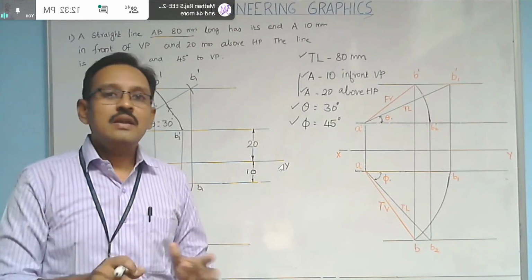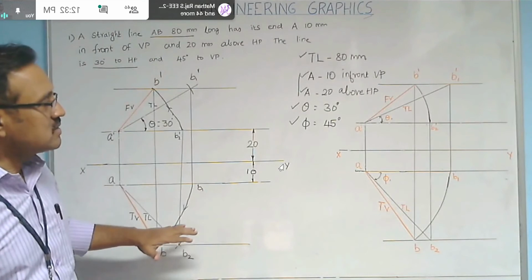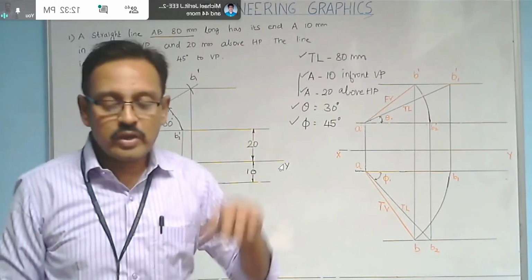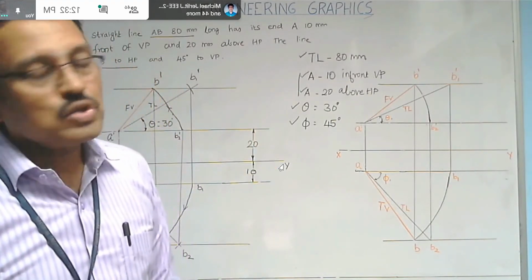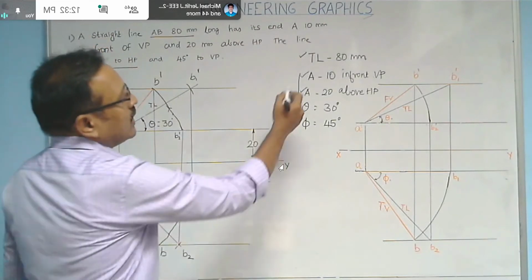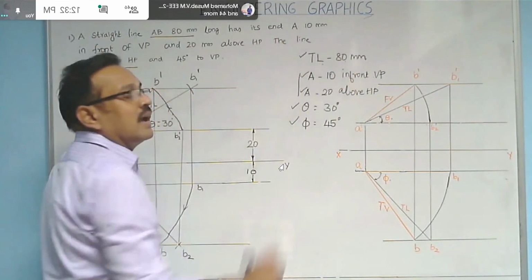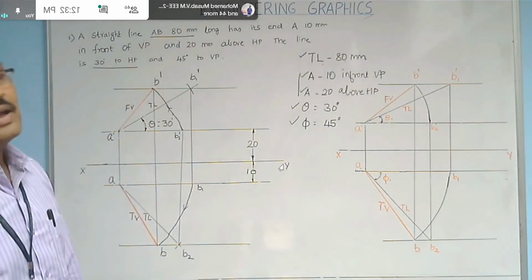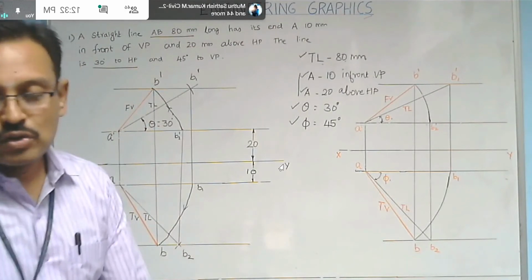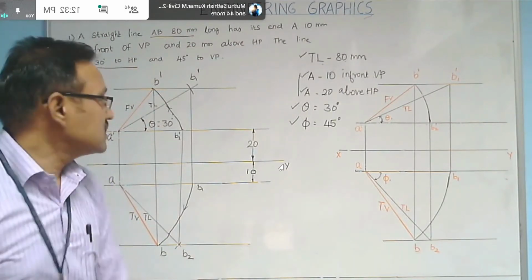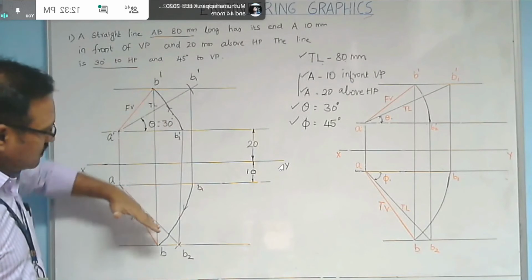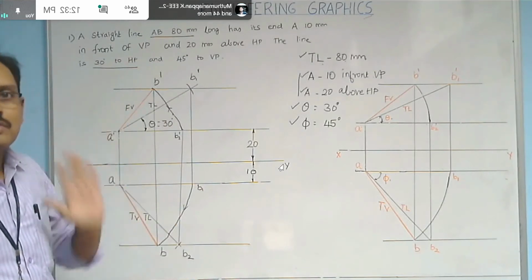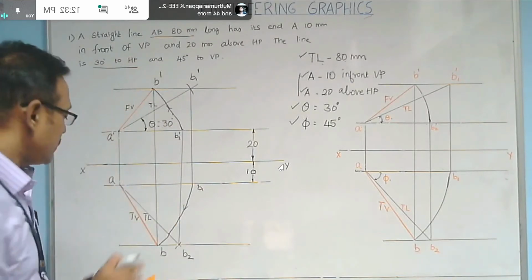Okay, then after constructing this you can mark the given data. So what are the data given? True length of the line is 80 mm. So how to mark the true length? The true length is available here as well as here. Any one is enough, any one you can mark.